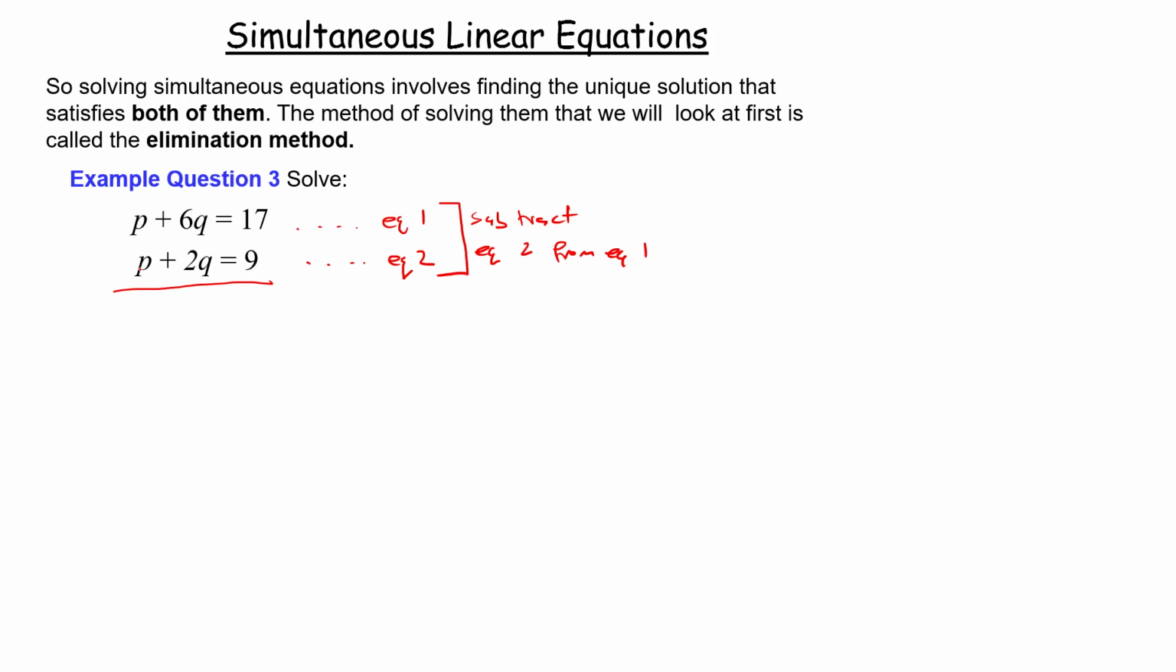So p minus p gives me 0. 6q minus 2q gives me 4q, which is equal to 17 minus 9, which is 8. The 4 goes down underneath the 8 because it's multiply here, so it's divide on the other side. It's the opposite sign. So q is going to be equal to 8 divided by 4, so q is equal to 2.